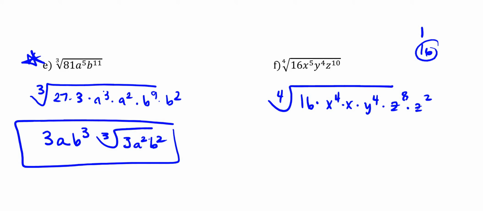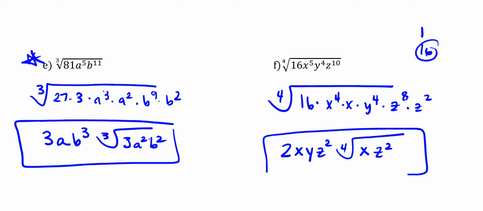Then I could go through and simplify. The 4th root of 16 is 2. So then if we go through and look at x to the 4th, that just becomes x. Y to the 4th just becomes y. Z to the 8th becomes z squared. And then we're left with the 4th root of x, z to the 2nd.